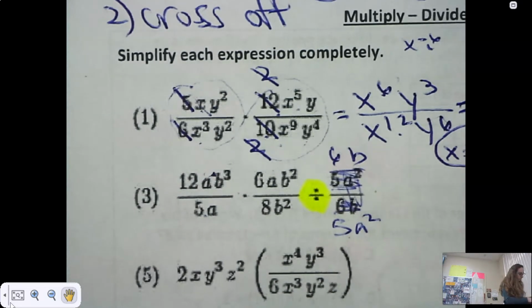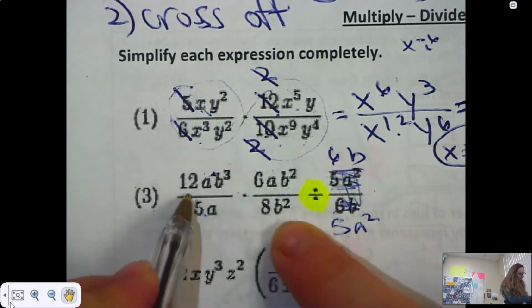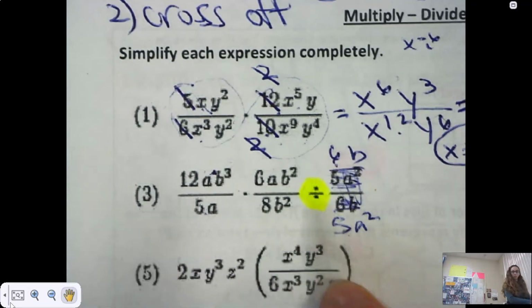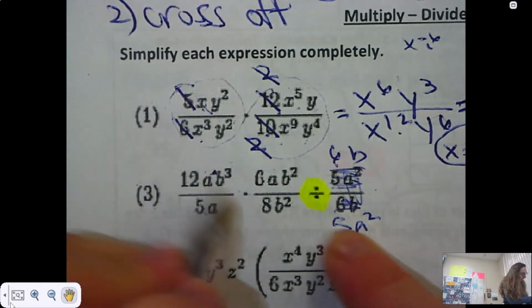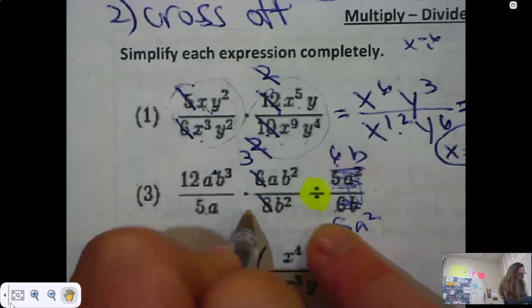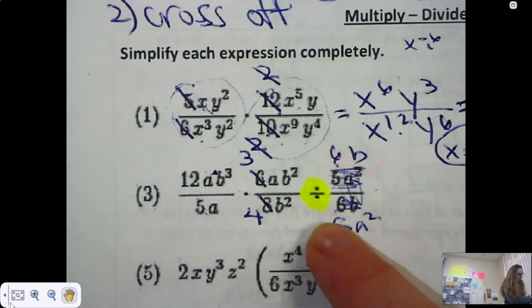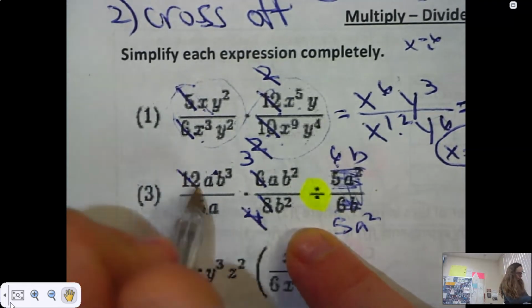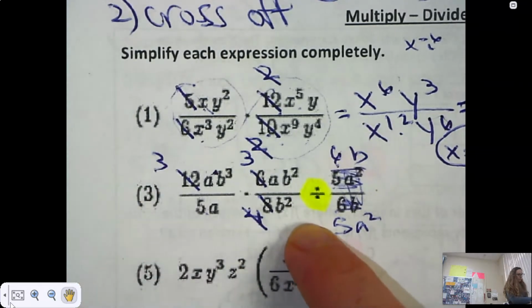I like to focus on the numbers first. Okay, so 6 on top doesn't cut it. 5 on bottom doesn't cut it. But I do see that 6 and 8 are even, so they divide by 2, so that'd be 3 and 4. I also see that 4 goes into 12 3 times. And I think that's all I can do.